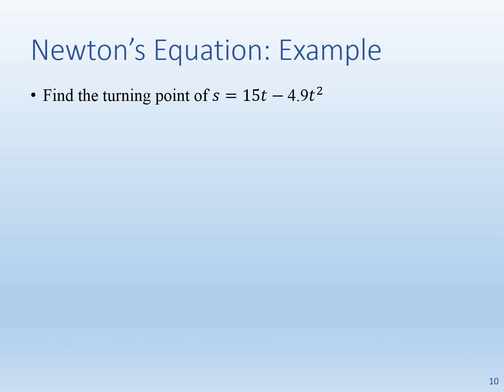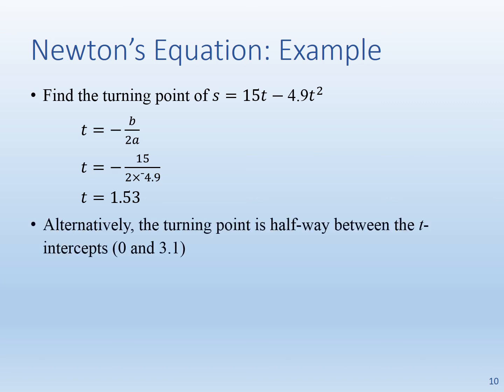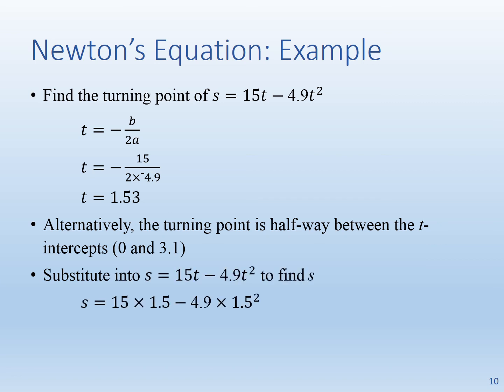Now we'll find the turning point, and to do that we can use the formula t equals minus b over 2a. So our b is 15, our a is negative 4.9, which will give us a t of 1.53 seconds. We could, of course, alternatively use the halfway point between the two t-intercepts. We'll substitute this value of t into our equation to find s, and that will give us a value of s of 11.5. So our turning point is 1.5 with 11.5.